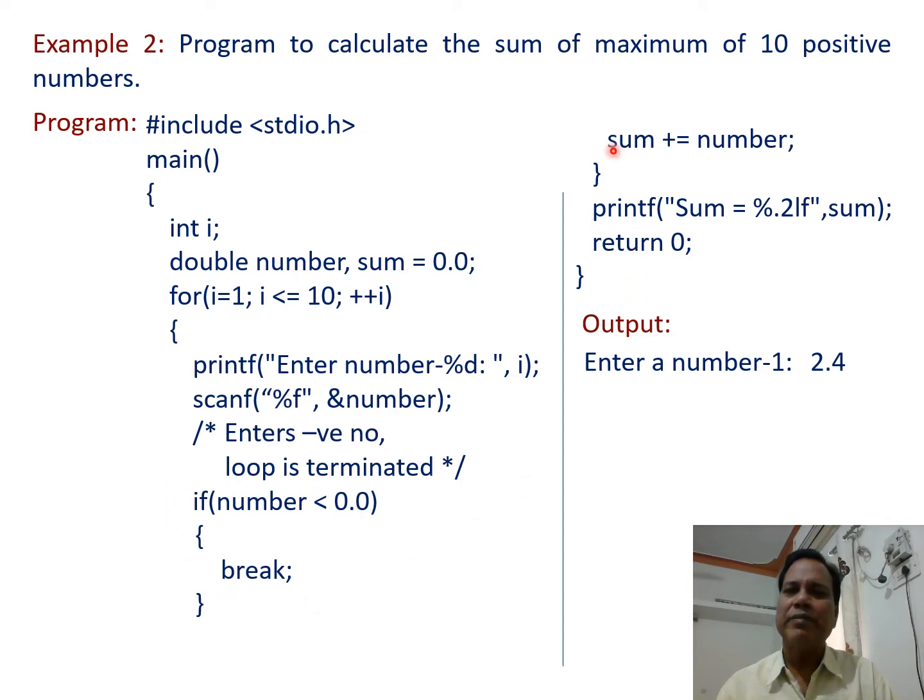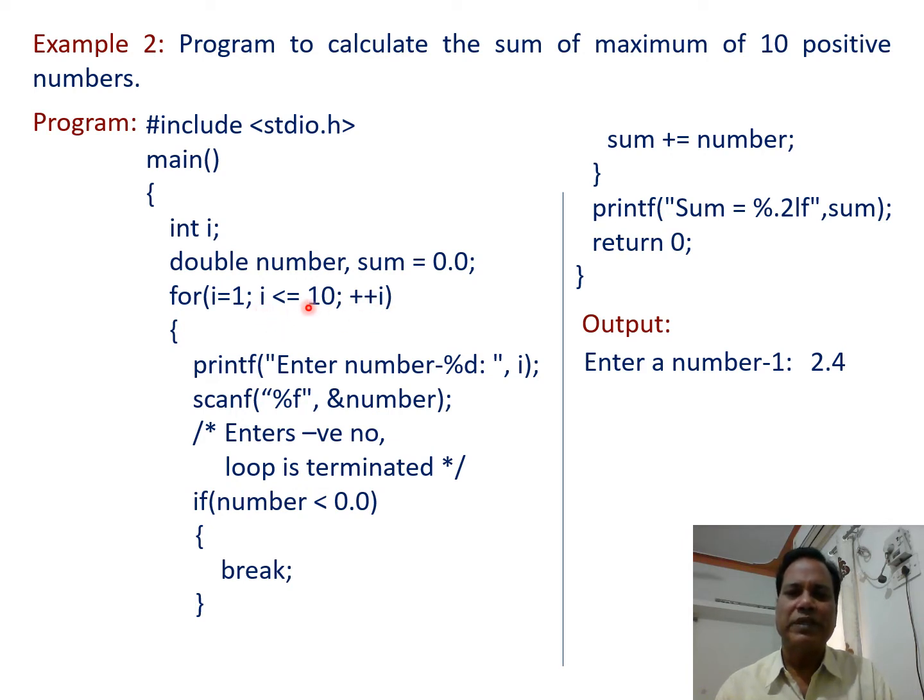The next statement is sum plus equal to number, that is, sum equal to sum plus number. The initial value of sum is 0.0, so 0.0 plus 2.4 is added to the left side variable sum. Then the value of I is incremented, so this time the value becomes equal to 2.